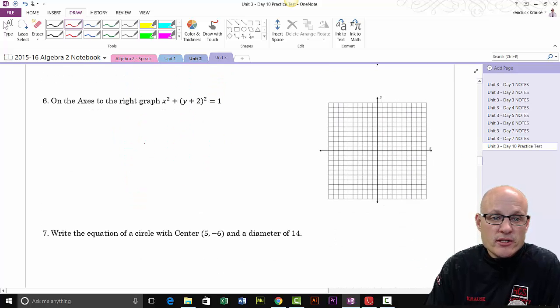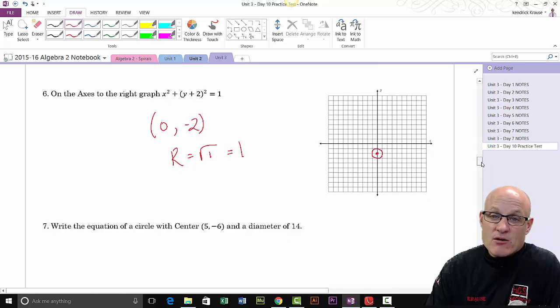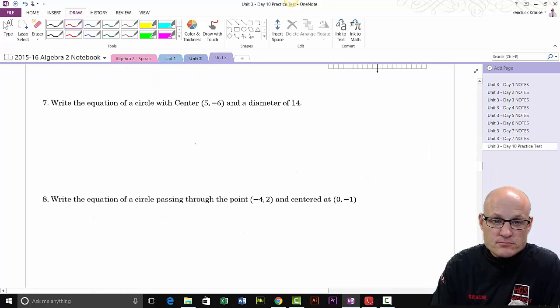Center here is 0, negative 2. My radius is equal to the square root of 1, which is really just 1. So this one's going to be hard to draw. 0, negative 2, and I just go up 1, over 1, down 1, right 1. Little tiny circle.